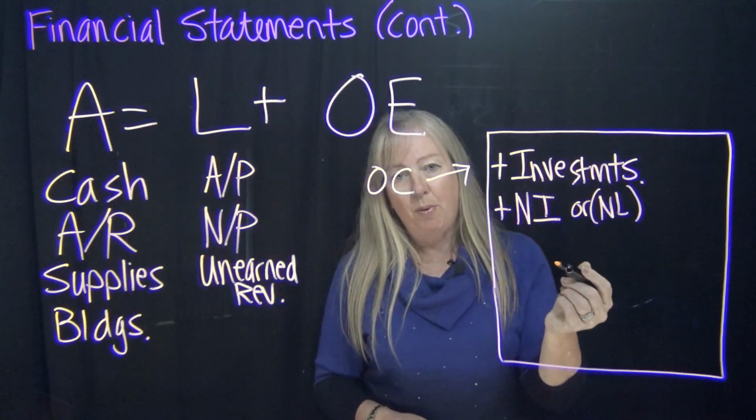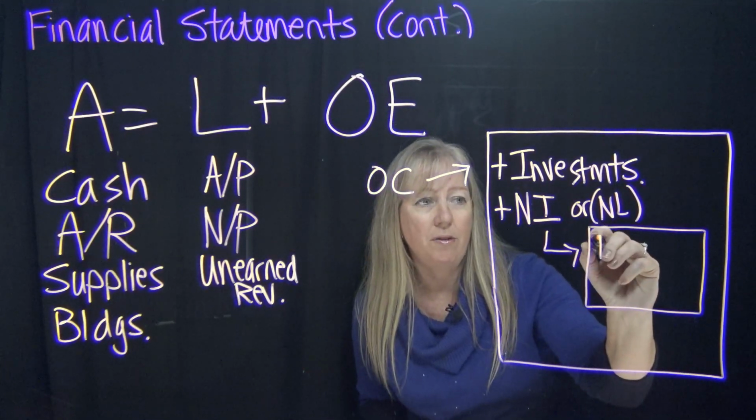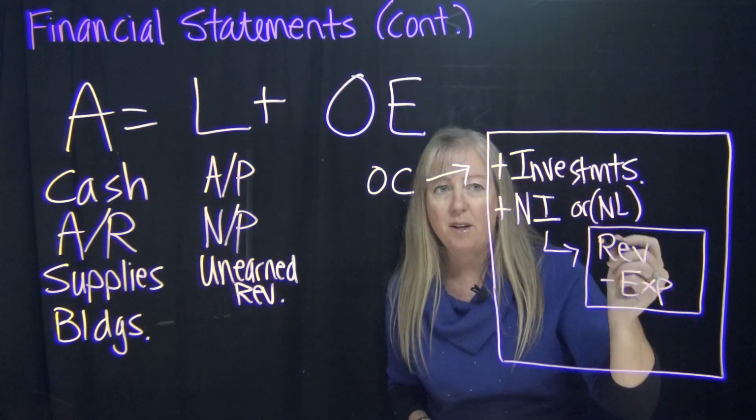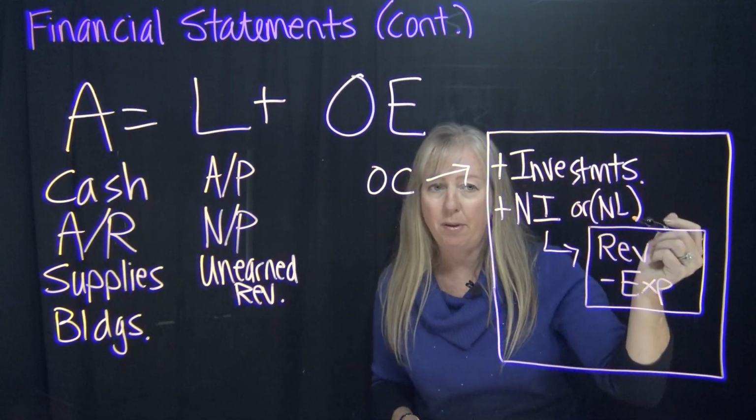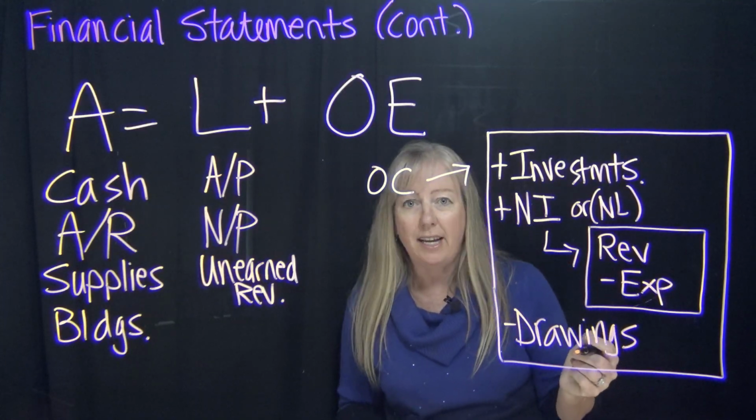The net income reported here comes from the income statement. The formula for the income statement is revenues minus expenses. The last component in this box for the owner's capital statement is drawings. Drawings represent the cash that the owner takes out of the business.